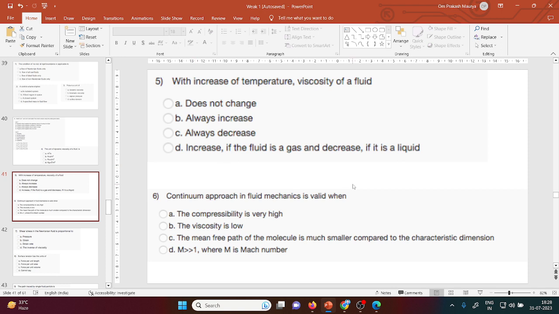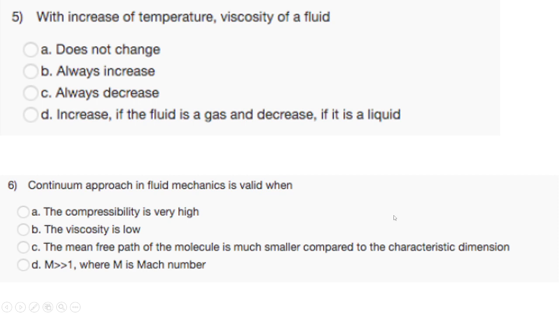Questions number 5 and 6. Question 5 is: with increase of temperature, the viscosity of a fluid. Question 5 is about the viscosity and temperature relationship, and question 6 is about when the continuum approach in fluid mechanics is valid. Four options are given in both questions. Please put your answer in the chat box. For both questions, you have 4 to 5 minutes.